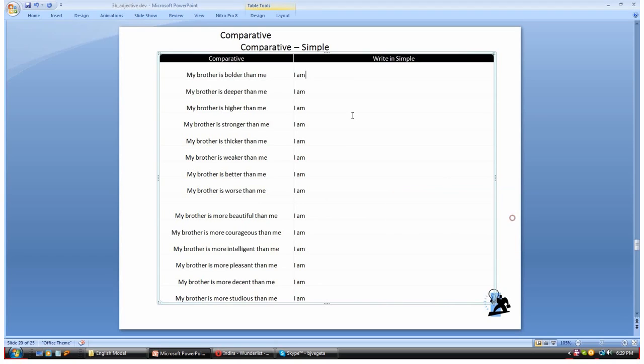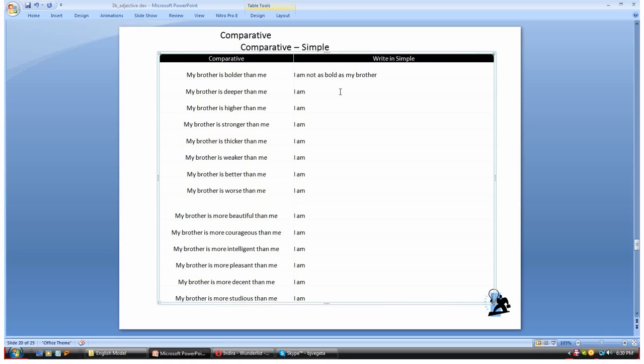My brother is bolder than me. So what is the key word? We are using not and we are using simple. What is the simple for bolder? Bold. I am not as bold as my brother. The key word is not and also as bold as.